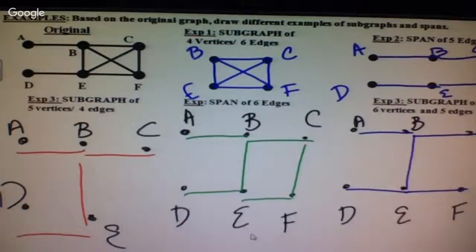No, that won't work, because A is not touched. A subgraph and a span have to all be connected. You can't have an isolated vertex. So if you just erase one of those lines to reach out to A, you're good. So now that's good. That's perfect.